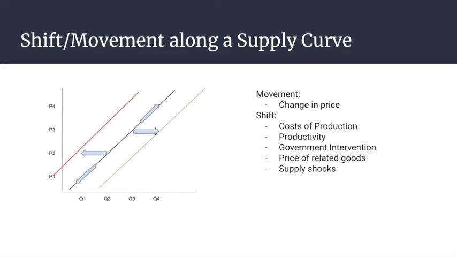If the price decreases, the overall supply of goods will decrease. The shift of the supply curve really depends on the following non-price determinants, such as cost of production.